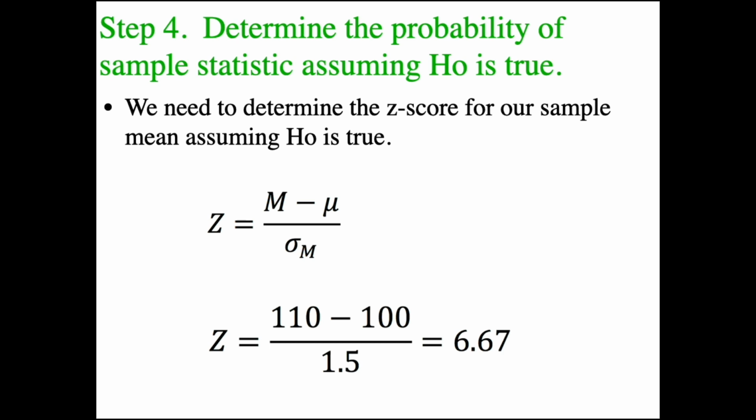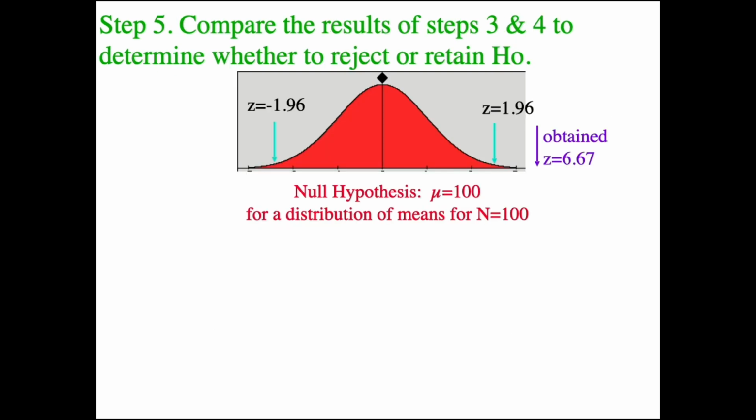So we need to determine the z-score, again, assuming that this null hypothesis is true, and then compare the results of steps 3 and 4 to determine whether to reject or retain our H0.